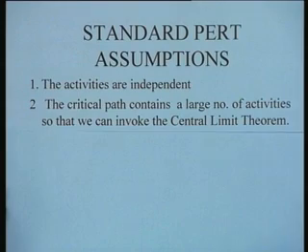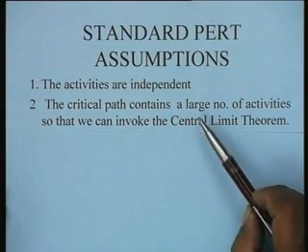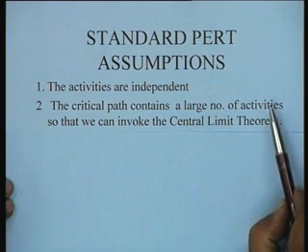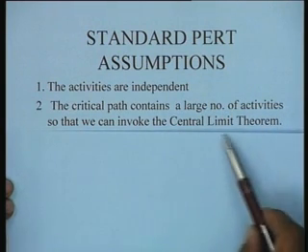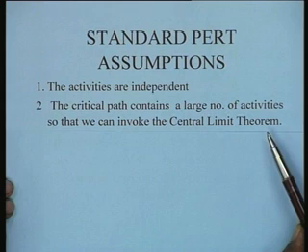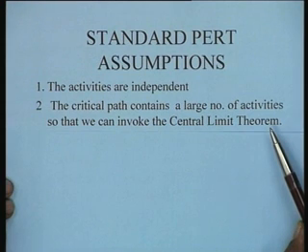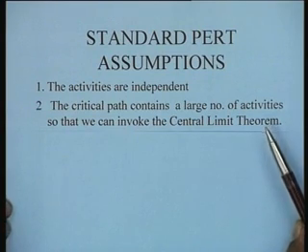The second and the most crucial assumption which is being made here is that the critical path contains a large number of activities so that we can invoke the central limit theorem. Normally in practice, for the central limit theorem to be valid, the number of random variables should be greater than at least 4 or 5. So in real life, the number of activities in the project could be very many, generally much more than 4 or 5, and therefore this assumption is generally valid, right?